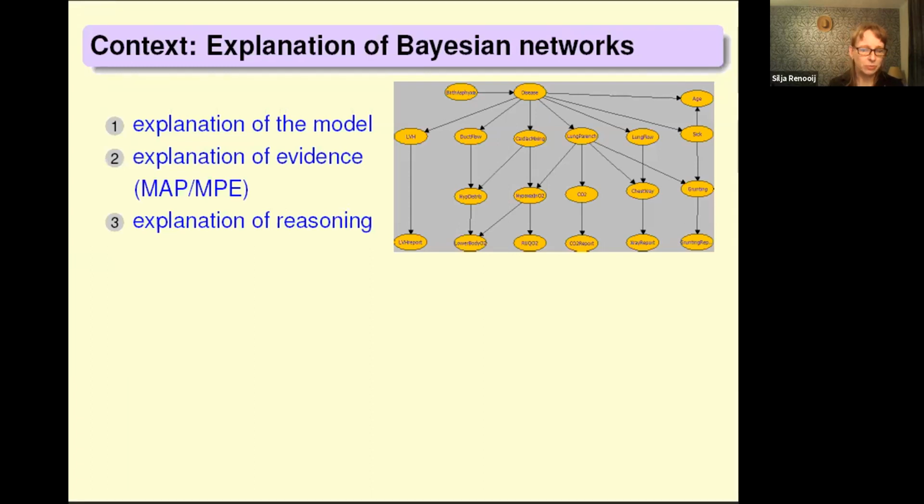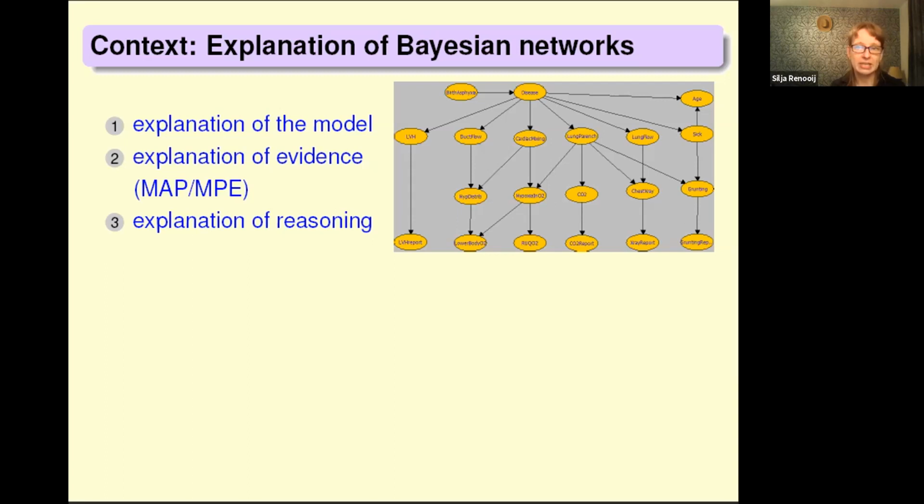So the context in which we started out this research was explanation of Bayesian networks. And I was teaching a course on this, and then I basically discussed that in general you could say there are three kinds of explanation that is distinguished in the literature. It's first the explanation of a model, for example, just by showing the graph, where I've shown an example graph right here. This is an existing Bayesian network called the child network, which is meant to diagnose congenital heart disease in small children.